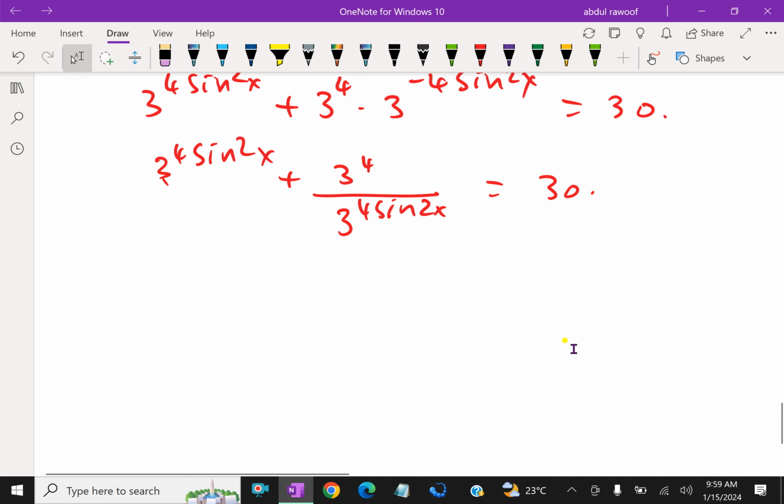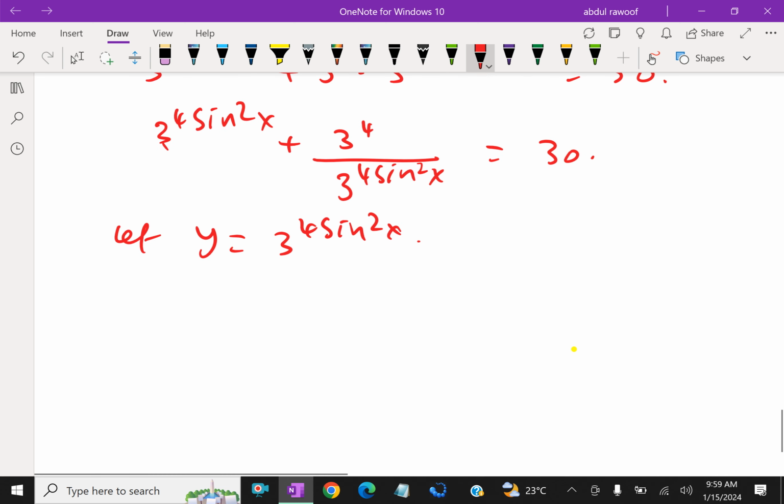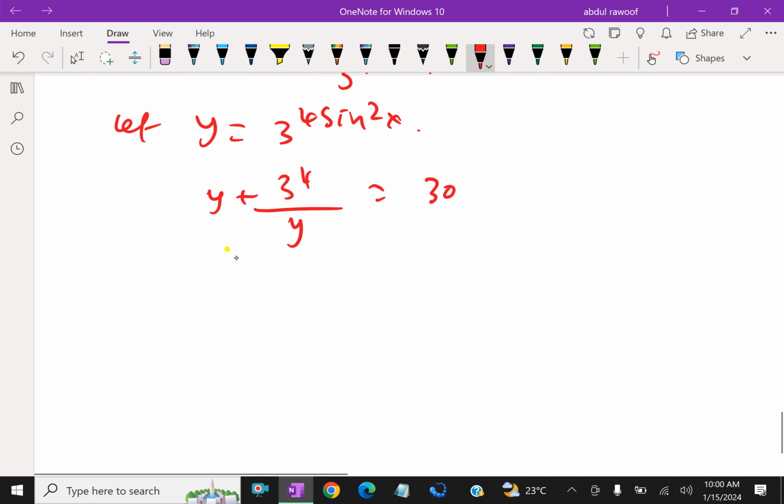For that, let y equal that expression, that is 3 power 4 sine squared x. Using this substitution, we have y plus 3 power 4 over y equal 30, so y plus 81 over y equal 30.